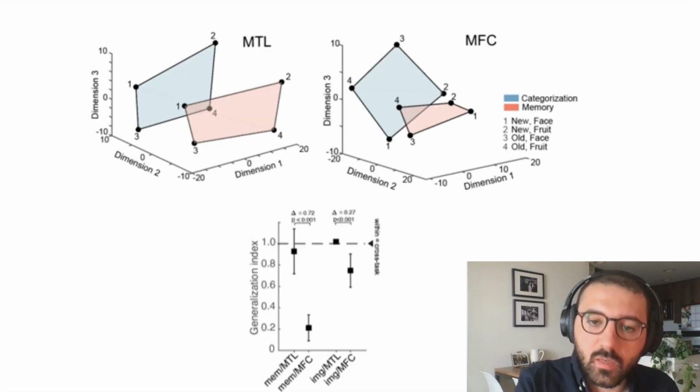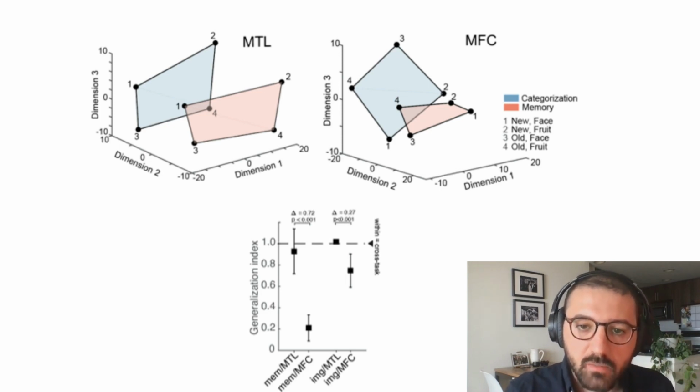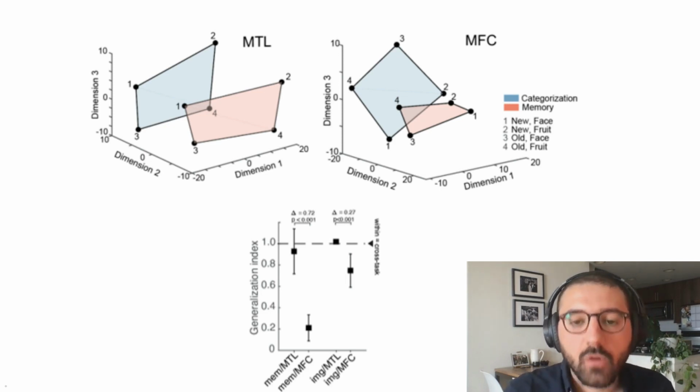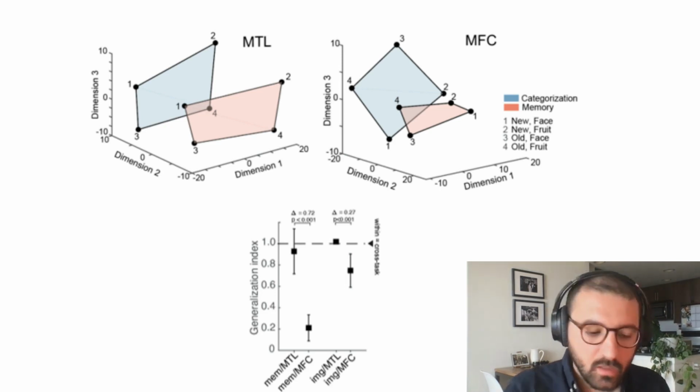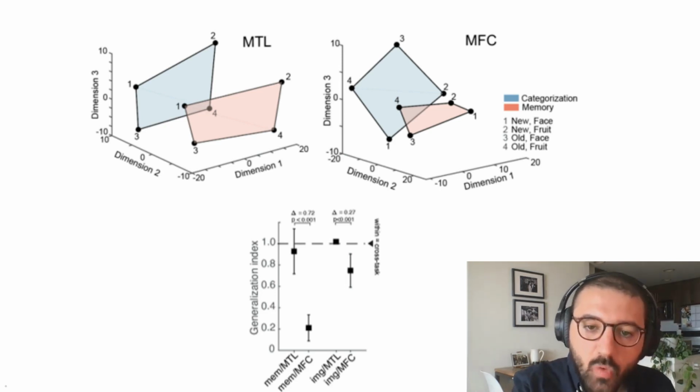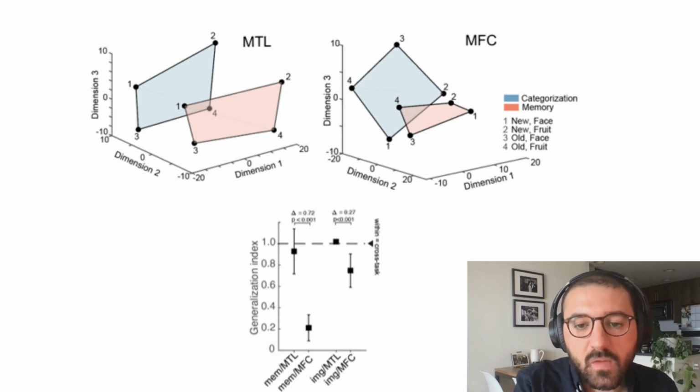A better way to summarize all of this information is with a metric that we call the generalization index. This is essentially a metric that measures how decodable the information is within task and normalizes this with the ability to decode the same information across tasks. What you will appreciate from this plot is that while for both memory, in this case by mem, I'm referring to familiarity, and for image category, in the medial temporal lobe, we can decode this information very well, and the generalization index is close to 1. In the medial frontal cortex, the generalization index is significantly below 1.